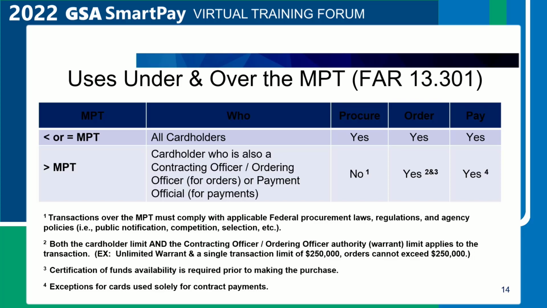For those actions valued over the micropurchase threshold for supplies, services, and construction, only cardholders who are warranted contracting officers or appointed as ordering officers or payment officials may use their card. They may place task or delivery orders against existing contracts if use of the purchase card as a purchase mechanism is authorized in the basic contract terms, or as an ordering mechanism, or to make payments on purchase orders, task or delivery orders, or contracts where the card is an accepted form of payment as a payment mechanism.